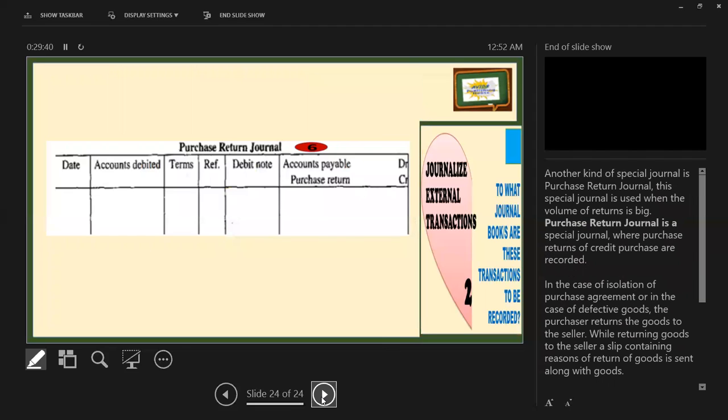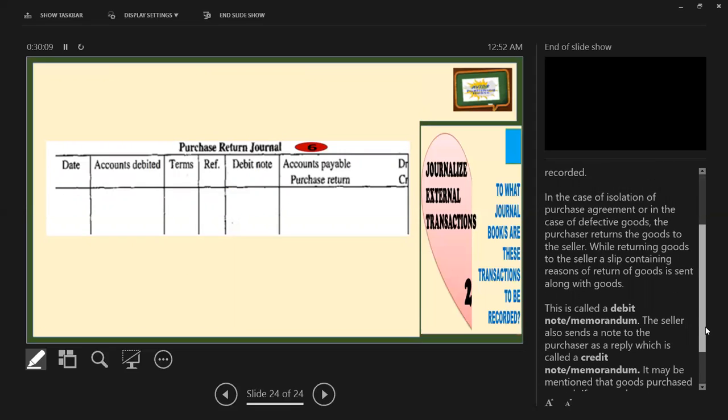So there is another kind of special journal, which is the purchase returns journal. This special journal is used when the volume of returns is big. Purchase return journal is a special journal where purchase returns on credit are recorded. In the case of violation of the purchase agreement or in the case of defective goods, the purchaser returns the goods to the seller. While returning goods to the seller, a slip containing the reasons for return of goods is sent along with the goods.